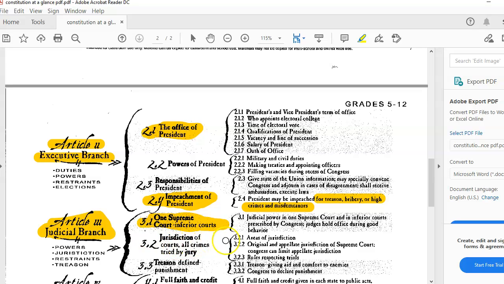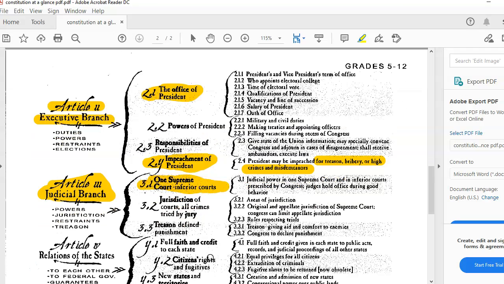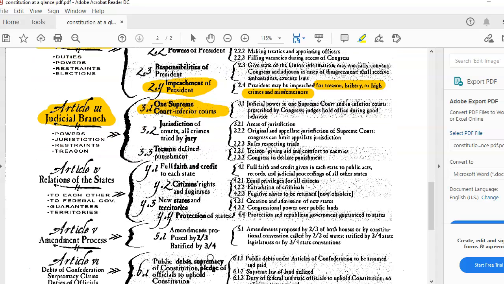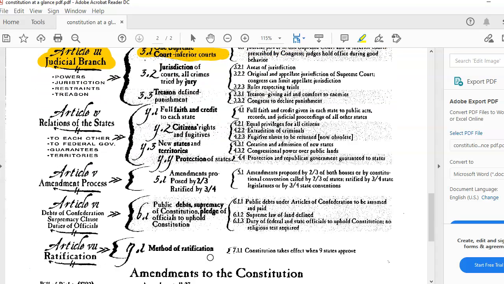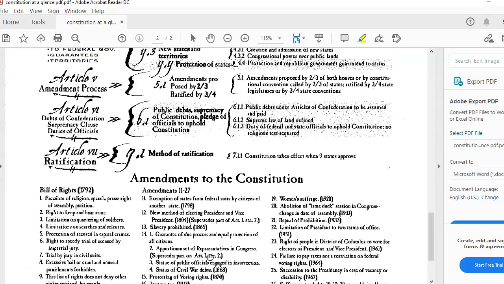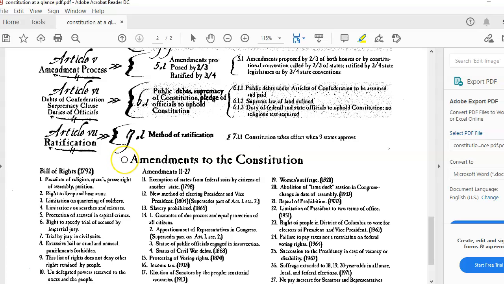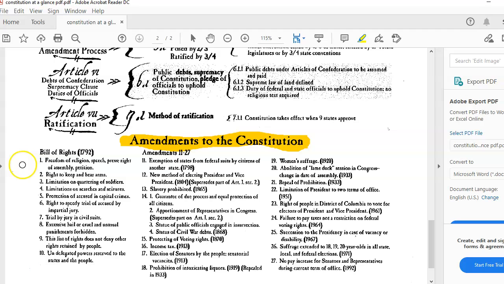All right, so there's a lot more in the articles, Article 1, Article 2, Article 3. There are also Article 4, Article 5, Article 6, and Article 7. Ms. Coffey and I really just want you to focus on Articles 1, 2, and 3. So now we're going to skip down to the amendments section. There are 27 amendments total, and I know we've talked about some of them, especially the Bill of Rights. So the ones that I'm highlighting in this are the ones that you have to know.